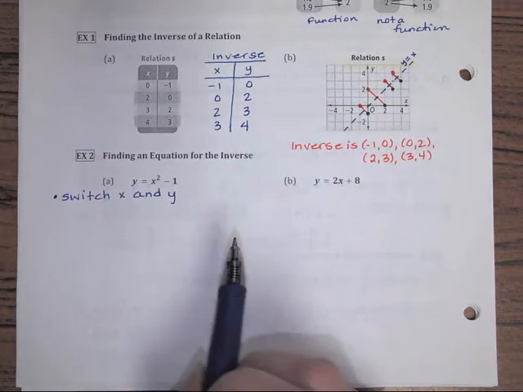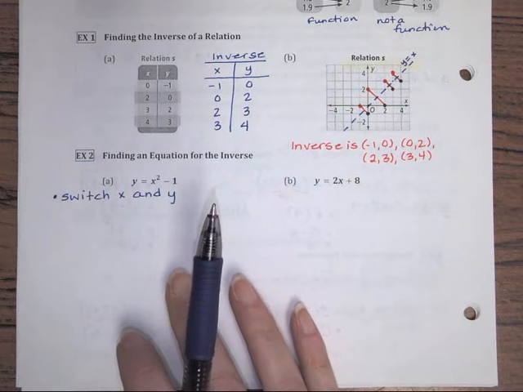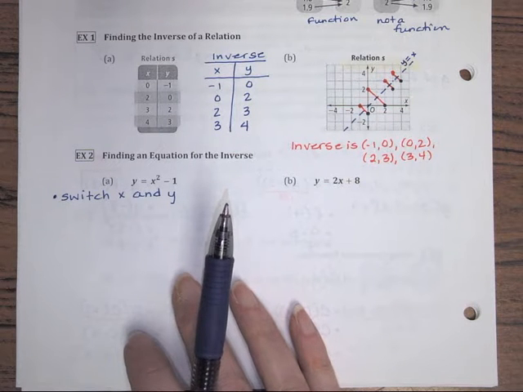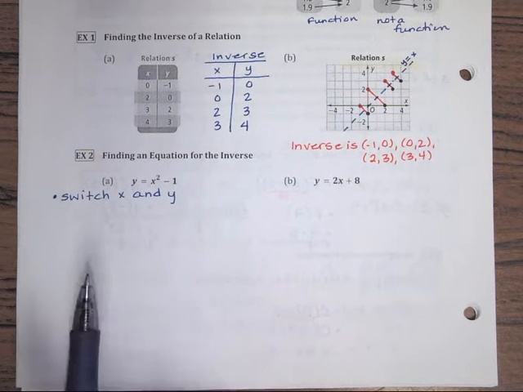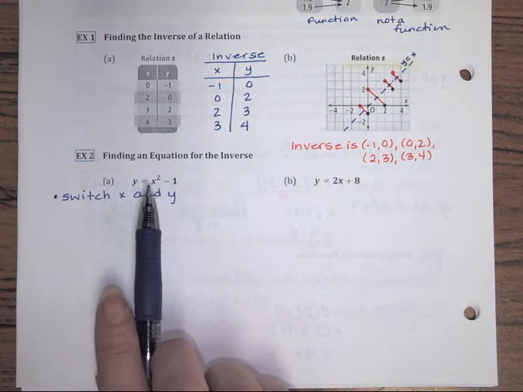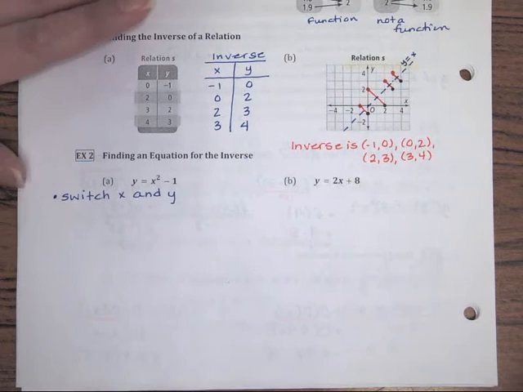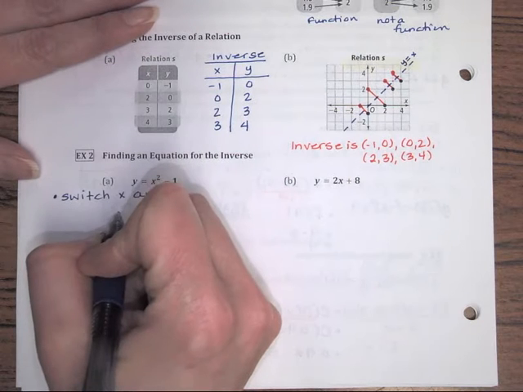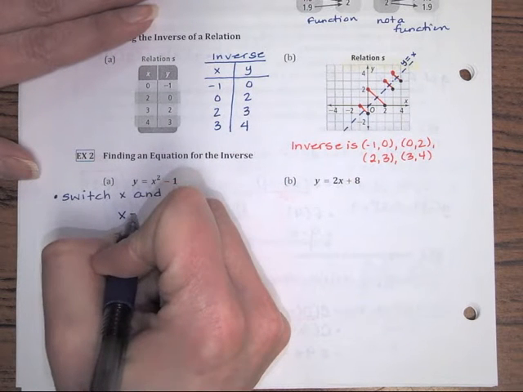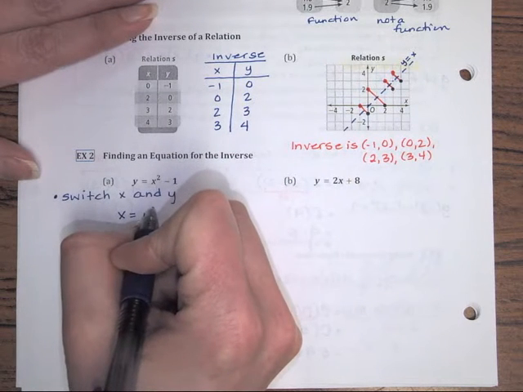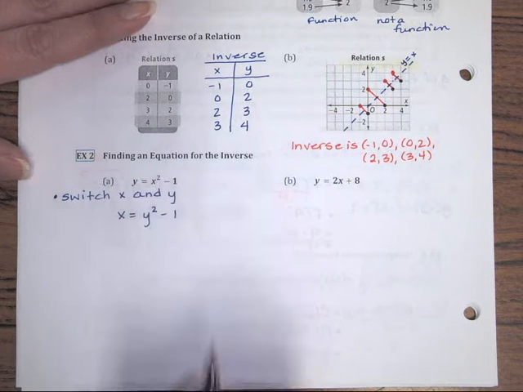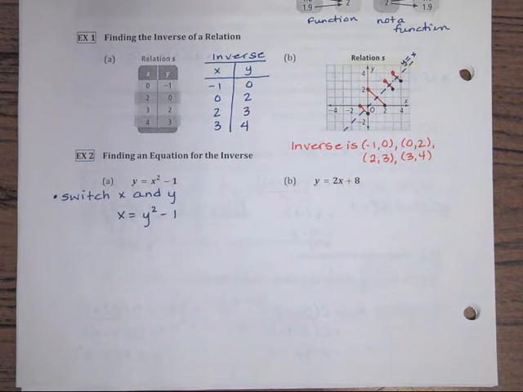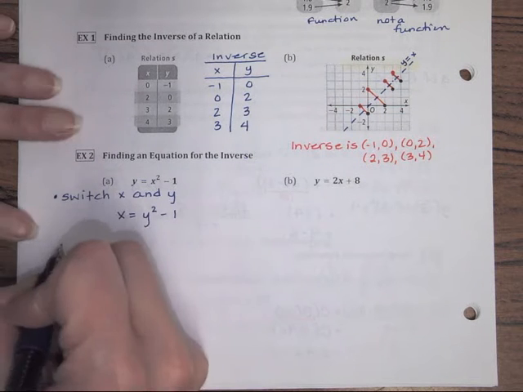Okay, would you agree this example is a quadratic function, right? Because it has x squared. It's a quadratic function. Okay, so switch x and y, and when you do that, here's what you'll have. X equals y squared minus 1. Agree? Next thing you need to do, solve for y. Okay, so that's your step 2.